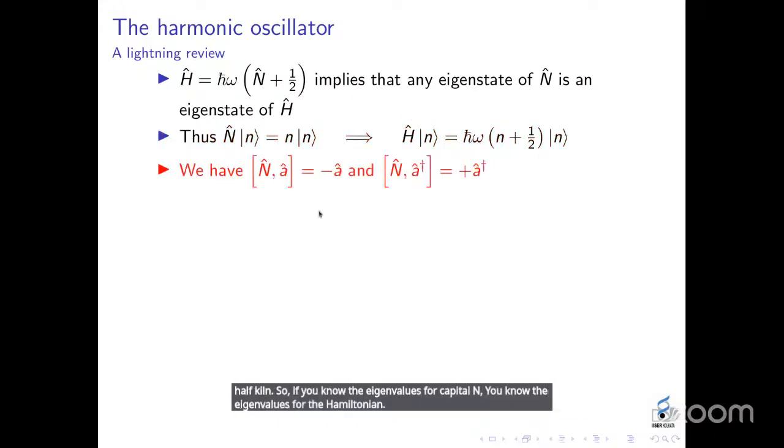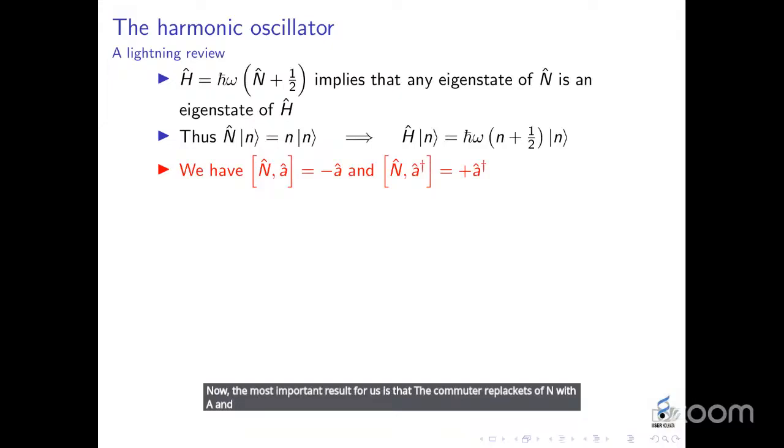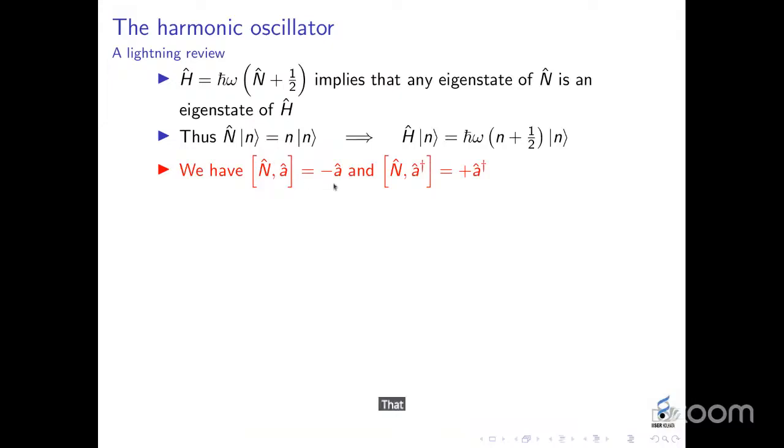Now, the most important result for us is that the commutator brackets of N with A and A dagger are very, very simple. That of N with A is minus A, and N with A dagger is plus A dagger. And it is this property which allows you to conclude that if the operator A were to act on an eigenket of N with eigenvalue n, it is going to reduce the eigenvalue by 1. And A dagger similarly is going to raise the eigenvalue by 1.